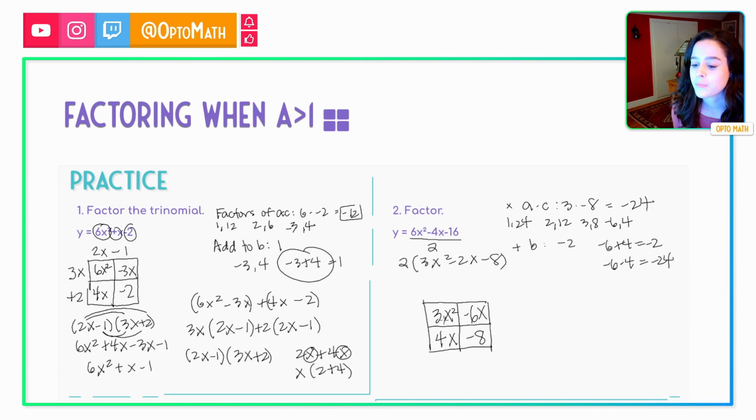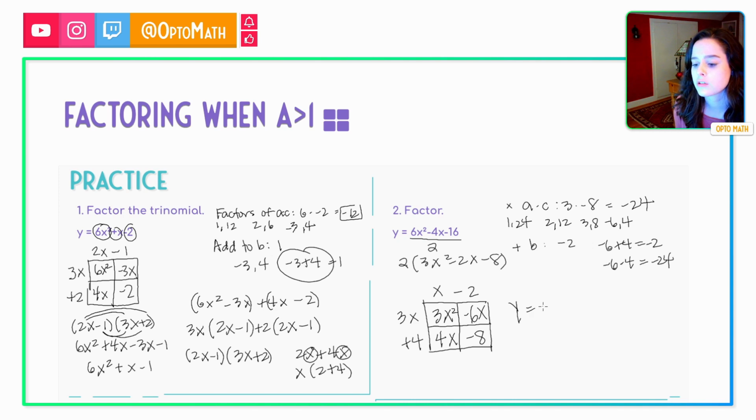That's going to be a 3 for our number piece and an x for our variable piece. GCF of the second row is going to be 4, so a positive 4. GCF of our first column, in terms of numbers, it's a regular old 1, and then we do have an x here. And then -6 and -8, or -6x and -8, we've got a negative something that's going to be a -2. Okay, here are our factors.